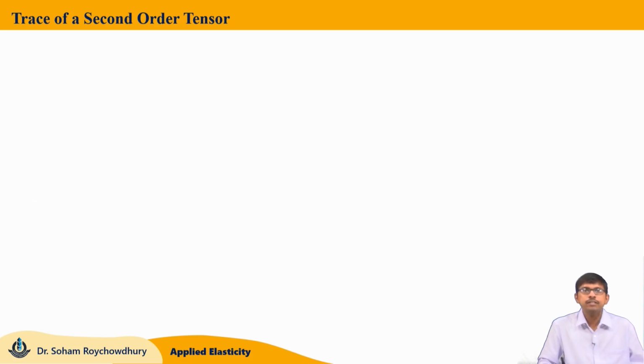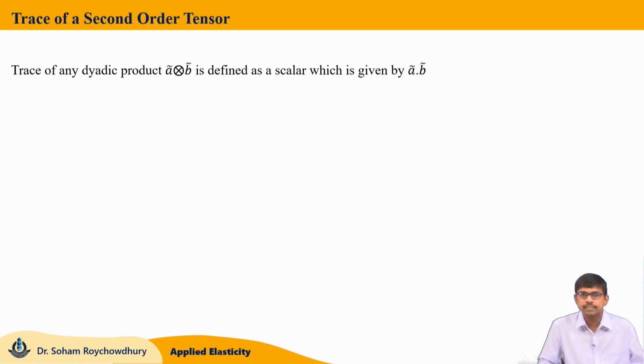Now, after gradient we are going to the trace operator. The trace of any second order tensor, that we are going to define. Now, second order tensors can be written in terms of their components with the help of the dyadic product. Thus, we will first define the trace of the dyadic product of two vectors a and b. So, the trace of the dyadic product a dyadic b is defined to be a scalar, and that is nothing but the dot product of a and b. So, trace of a dyadic b is a dot b.